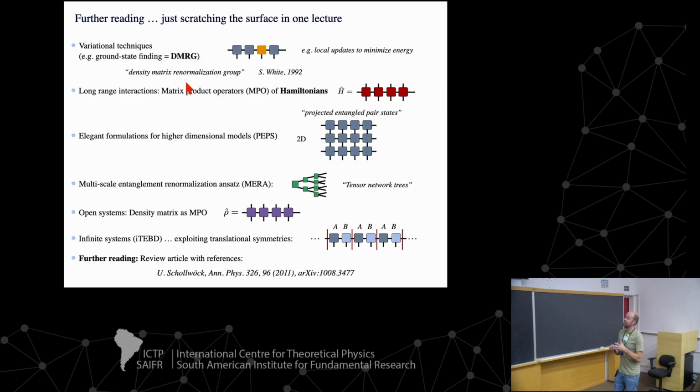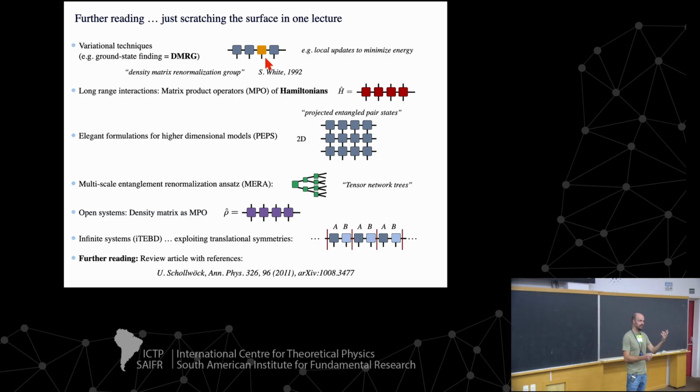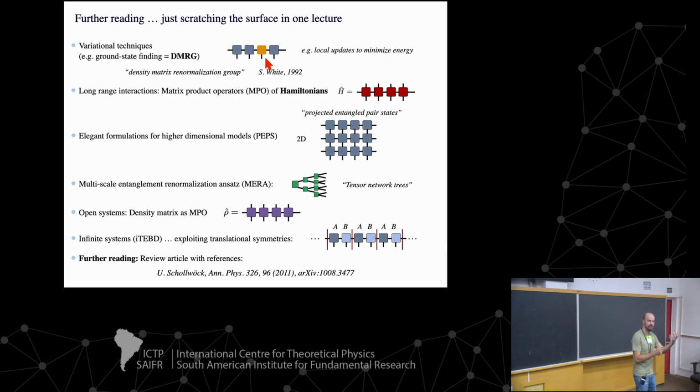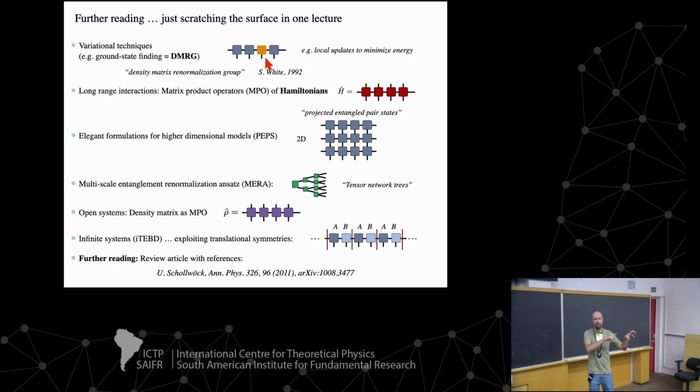And what it really is in the MPS language is that one picks out one of these MPS tensors in the system and locally minimizes the energy. So one finds the tensor that gives locally the minimal energy of the total state. Then one updates this tensor and moves on to the next one. So DMRG is a variational technique to update these tensors in this MPS, doing sweeps through the system and lowering the energy, finding eventually the ground state of the system.